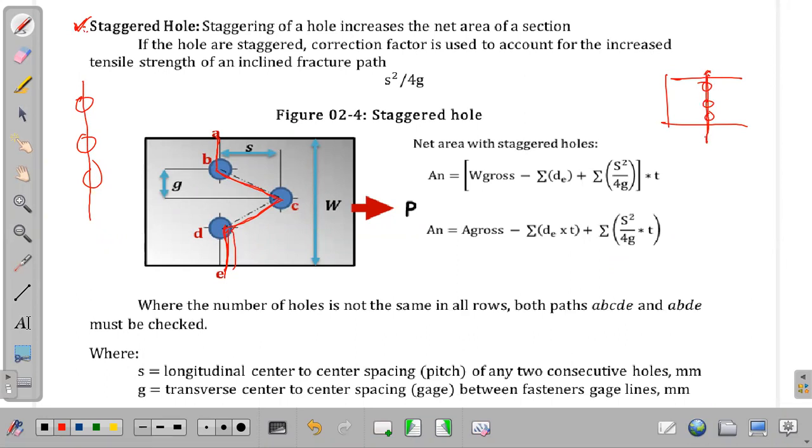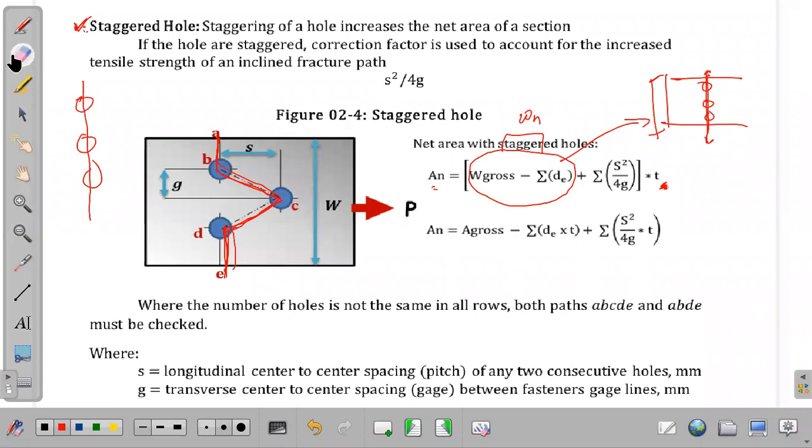The equation we will use there, right? Straight is this. Okay? The net area is equal to the gross width, this is our gross width, minus the summation of the effective diameter, times, of course, the thickness, because it is area. This part is the net width. Net width, times the thickness so we get the net area. Okay? So if we have this kind of path, we consider it staggered. So that is already a staggered hole.